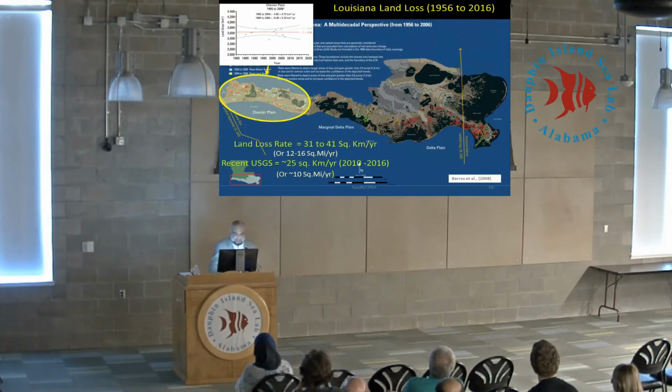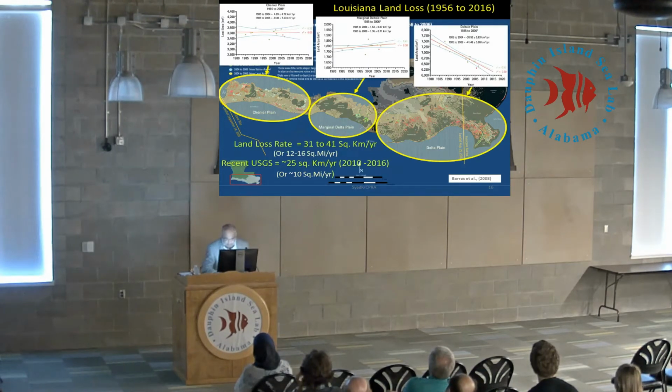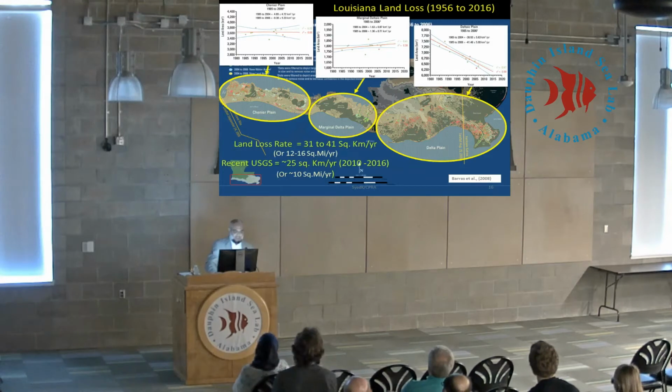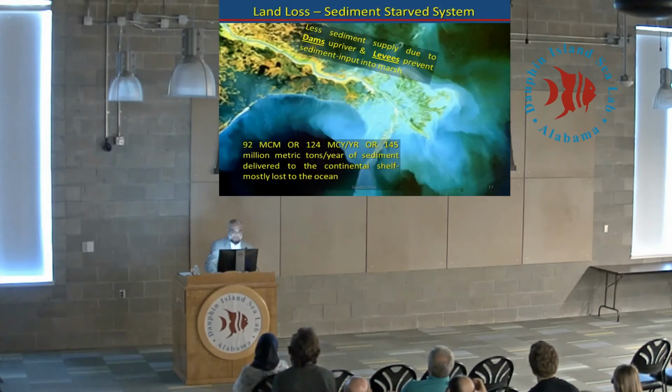And if you look at the Chenier Plain, there is absolutely no relationship, and most of the loss is storm-event driven. So what we see across the board is this land loss, as calculated by USGS, of 12 to 16 square miles per year. Recently, they have come up with some reduction in the loss to 10 square miles a year. So this is where we stand.